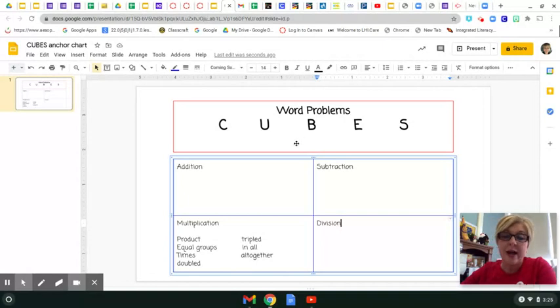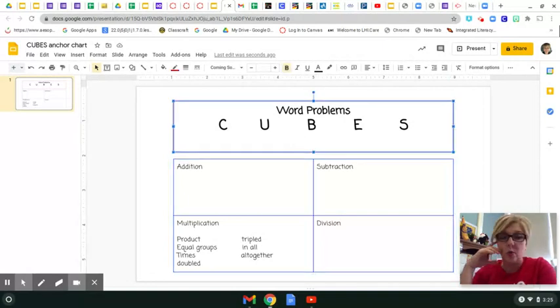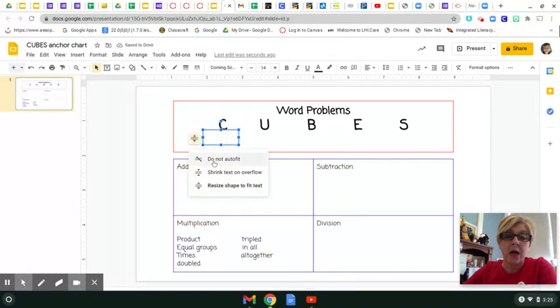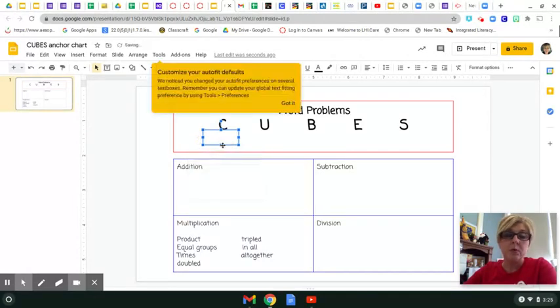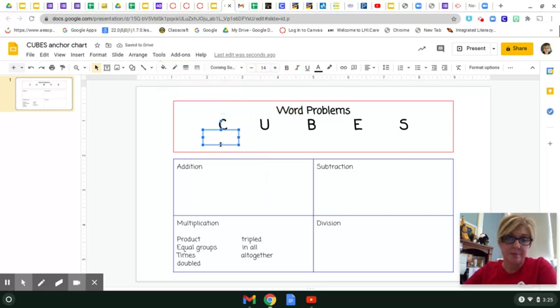Before I go today, I'm going to pop up here to this box that says CUBES. We're going to come back to this box to, again, think about what each letter might represent when we're solving story problems, okay? Every time I start a story problem, I'm going to think of the C first. And after I've read it, of course, that's actually the first step.